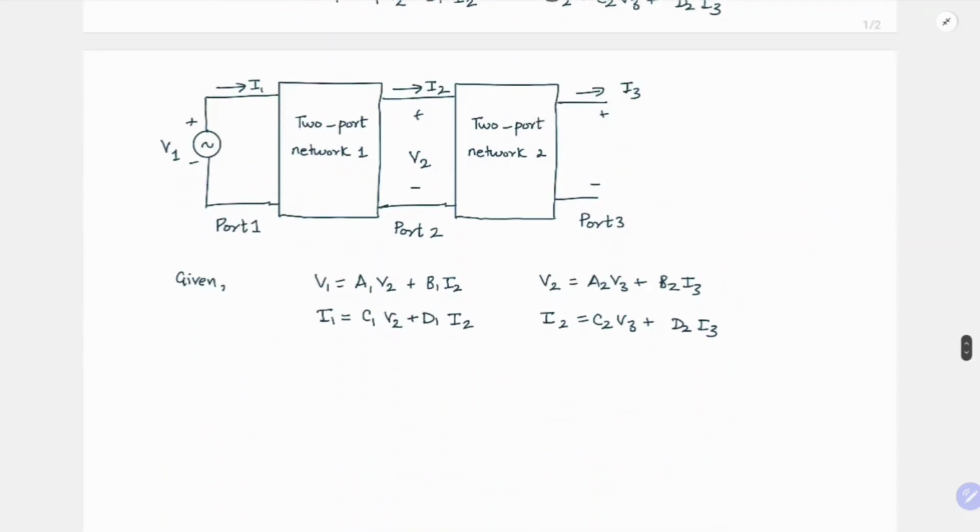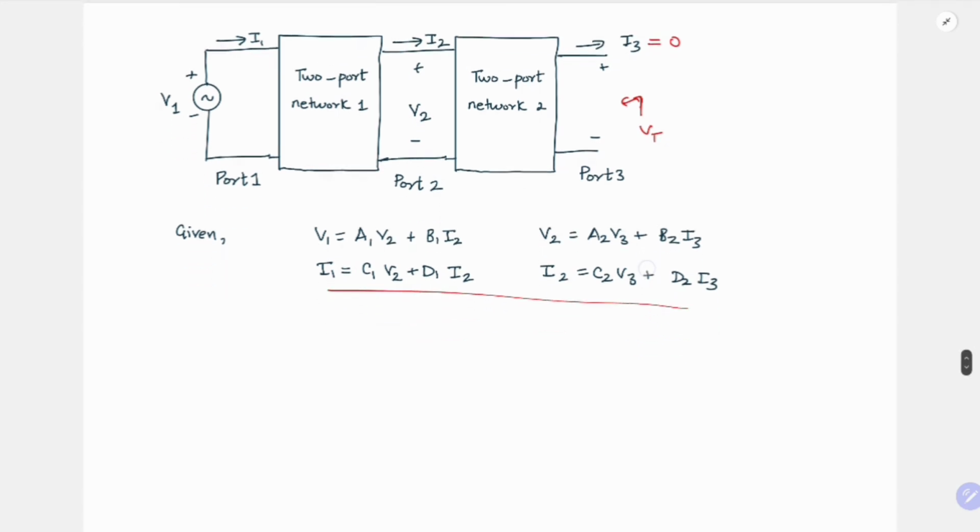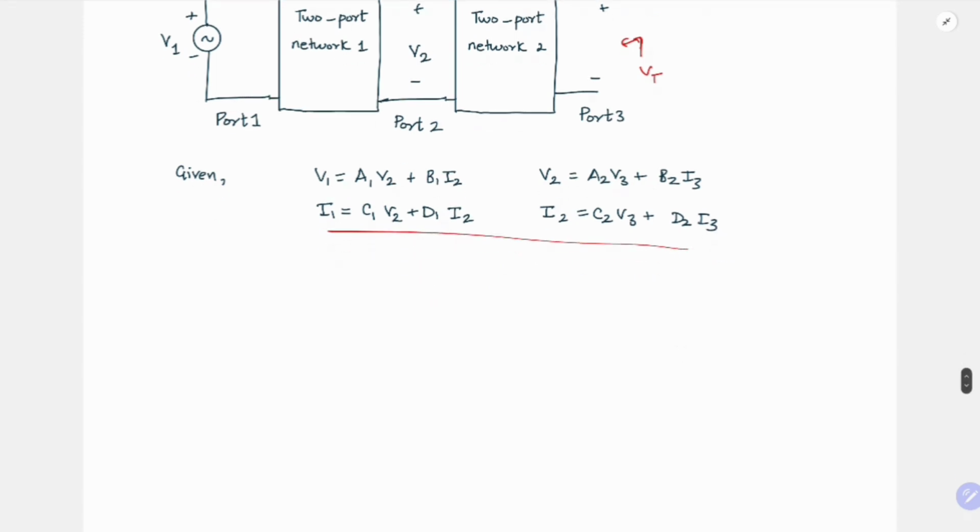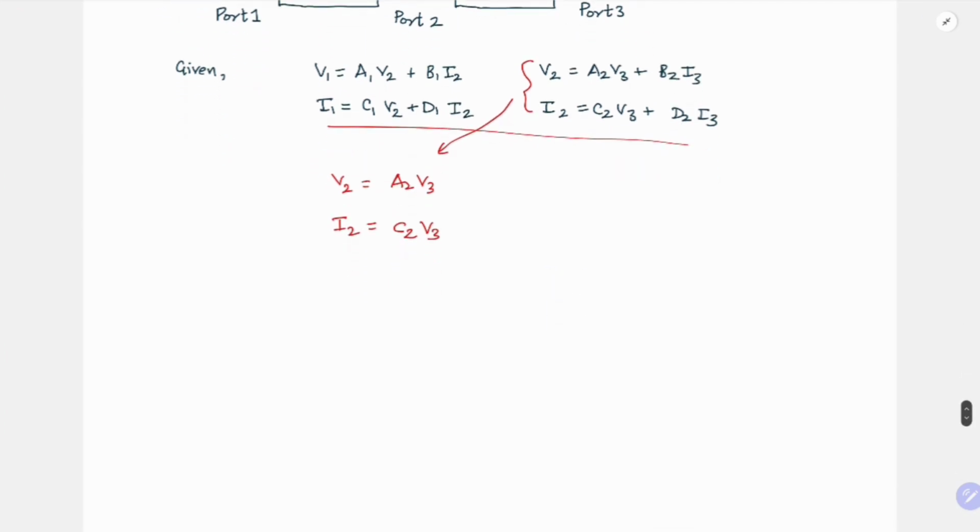Okay. So Vt is nothing but your open circuit Thevenin voltage, right? So if it is open circuit, your I3 will become 0, right? So now using these circuit equations, we need to find Vt in terms of V1, eliminating all these I1, I2, V2 and I3. So I3 already we know it is 0. Then how does this 2 modify? So your V2 is equal to A2 V3 and your I2 is equal to C2 V3. Okay. So your V3 is equal to V2 by A2.